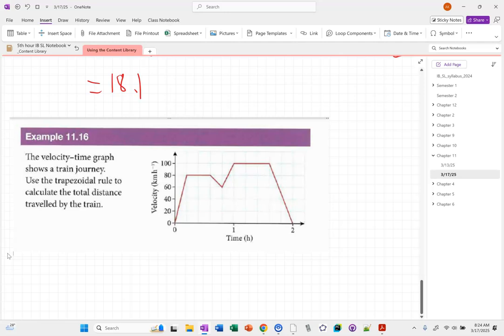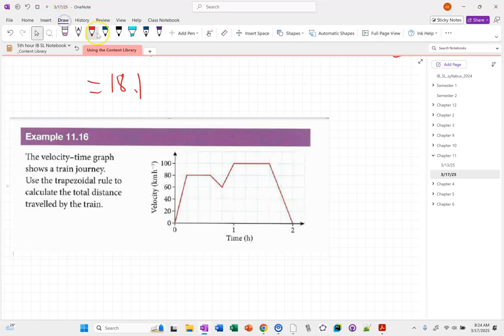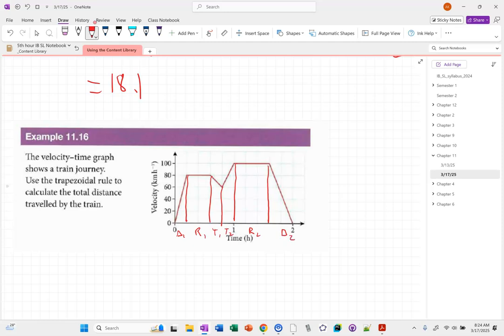So it says the velocity time graph shows a train journey. Use the trapezoidal rule to calculate the total distance traveled by the train. You don't need to do trapezoids the whole time. You just need to chunk the thing into shapes that you feel good about. So that's the way I would chunk it. I have a triangle, a rectangle, a trapezoid, another rectangle, and then another triangle. You guys buy that? So I'm just going to add those things together.